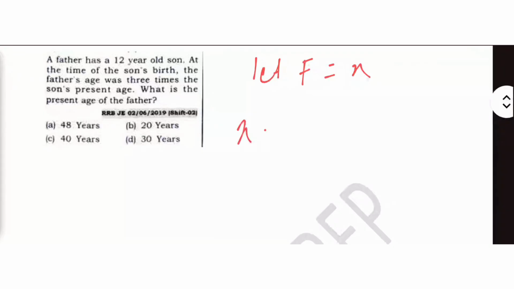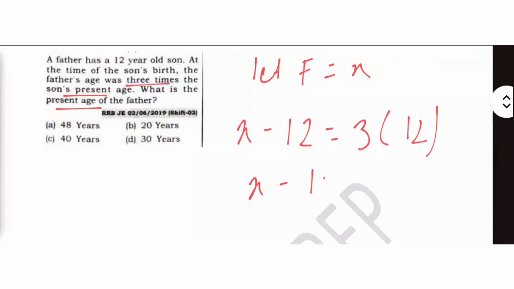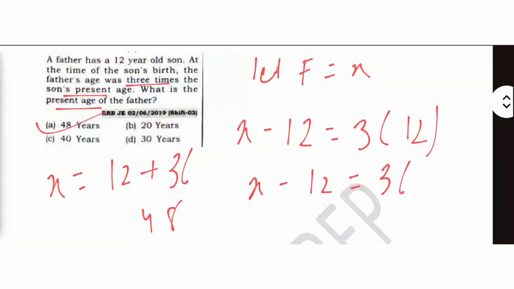So this is nothing but X minus 12, which is 3 times the son's present age. 3 into 12, because they are asking us the present age, right? So X minus 12 is nothing but 36. X is 12 plus 36, which is 48 years old. I hope you understood this.